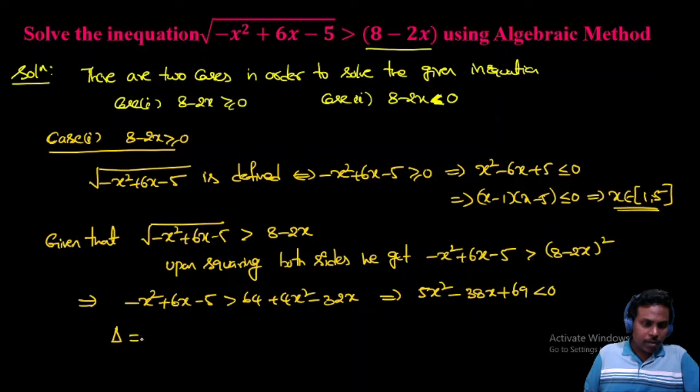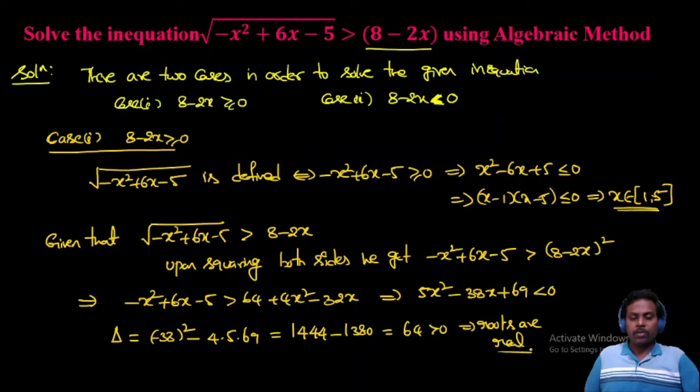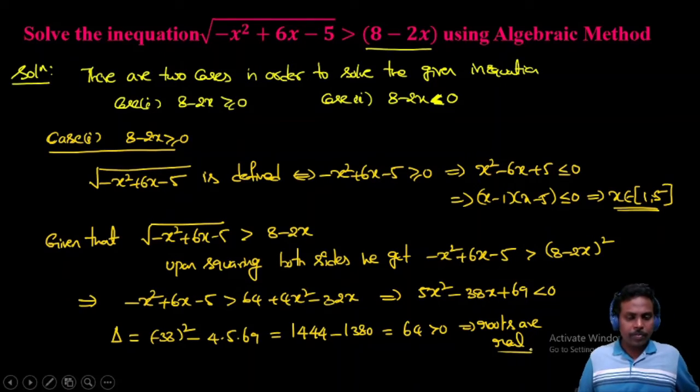So delta is equal to b square minus 4ac, which is 38 square minus 4 into 5 into 69. So 38 square is 1444 minus 1380. This is 20 plus 44, 64, which is positive. So this implies roots are real. Now we have to solve for those roots.